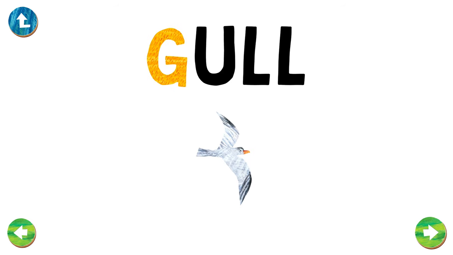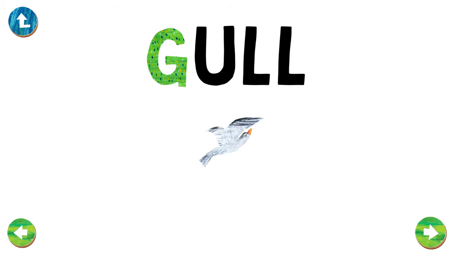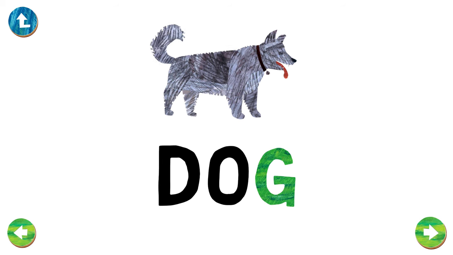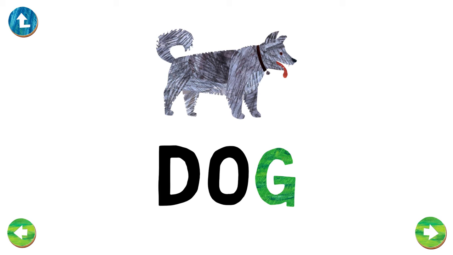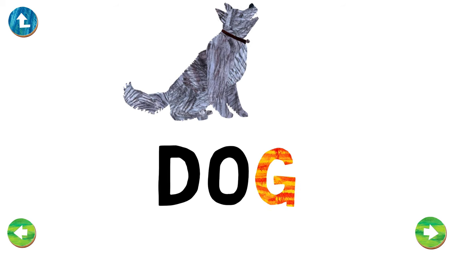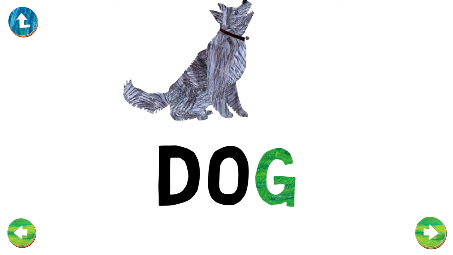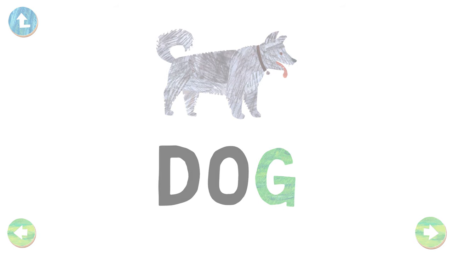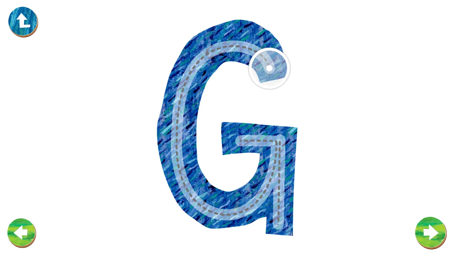G is for gull. Gull. G. G. Gull. G is in the word dog. Dog. G. G. Dog. Trace the letter G with your finger.